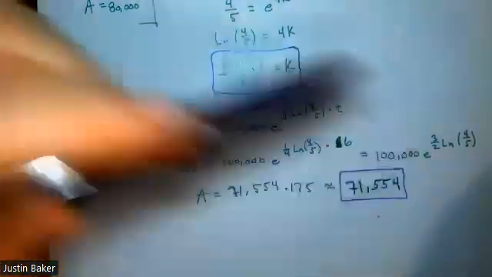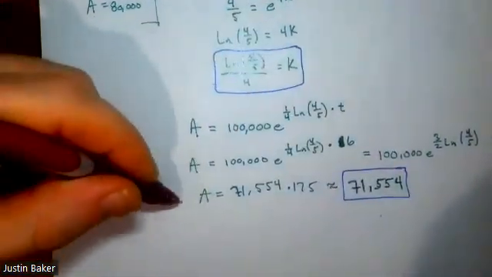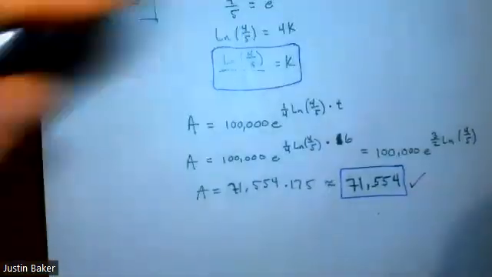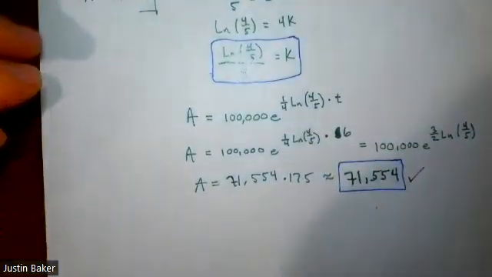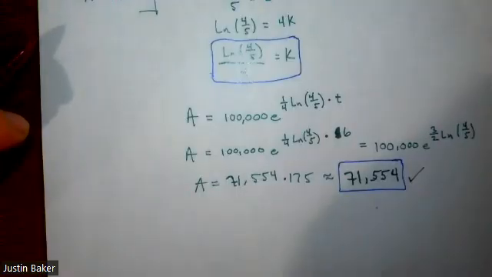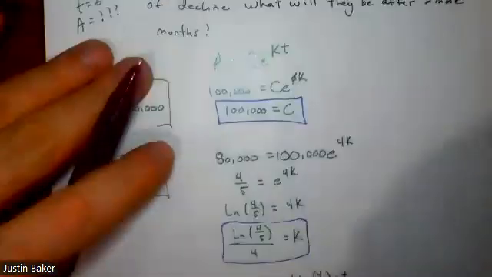And you can simplify that if you want, or if you head to your calculator, that gives us an answer of approximately 71,554. Does anybody have any questions on that?